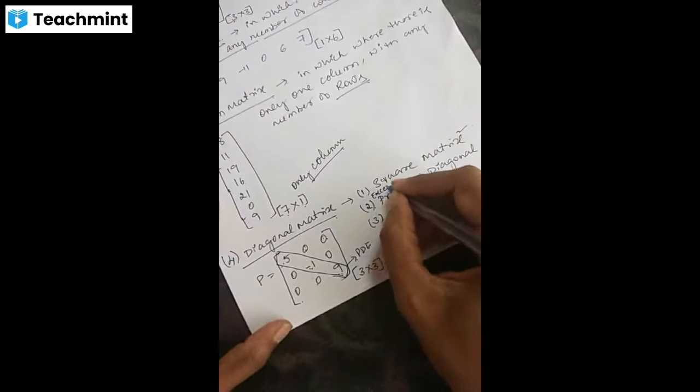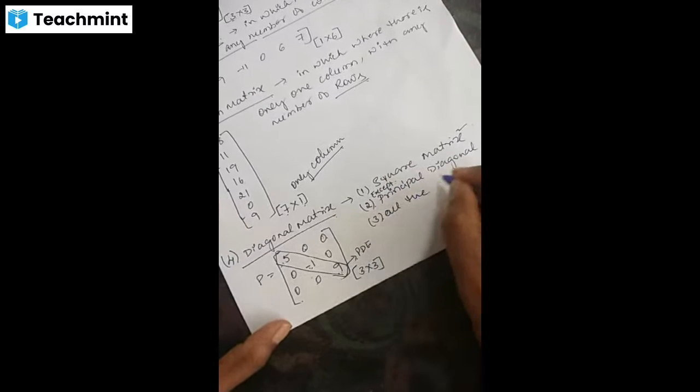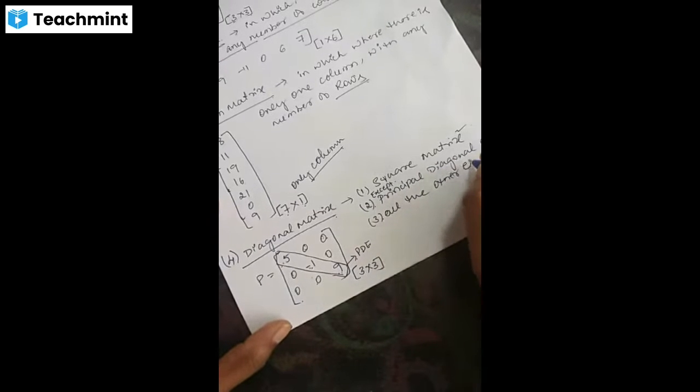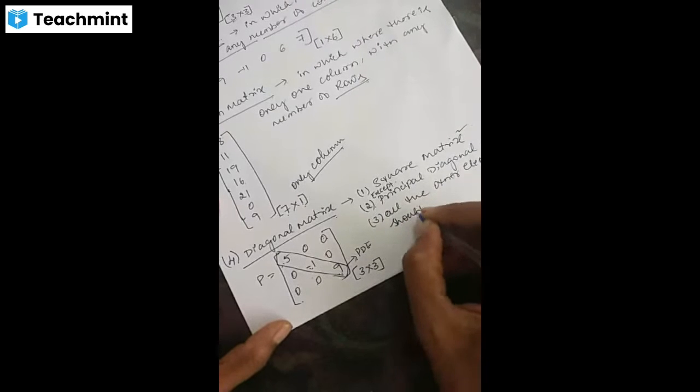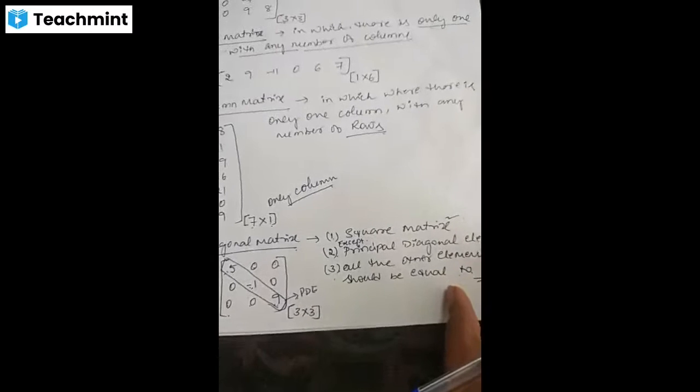Except for the principal diagonal elements, all the other elements should be equal to 0. Then if the matrix satisfies all these three conditions, we can call this a diagonal matrix. Are you all following what I am writing?